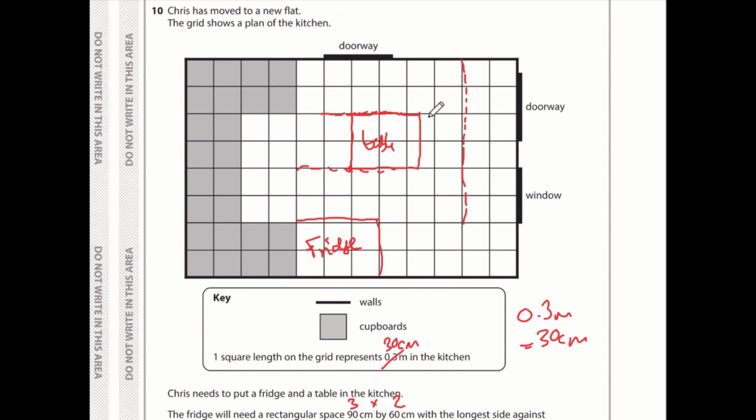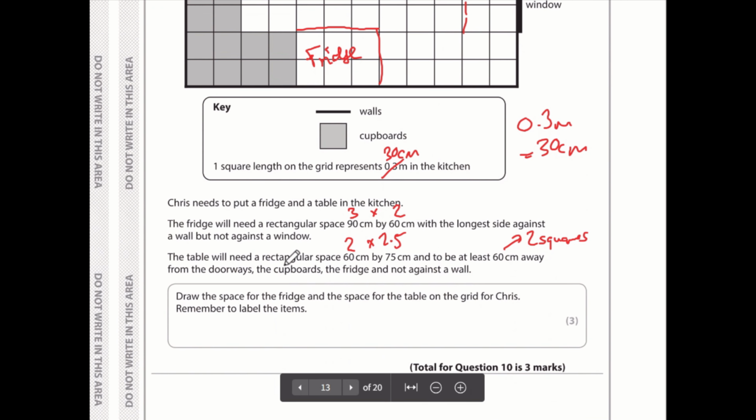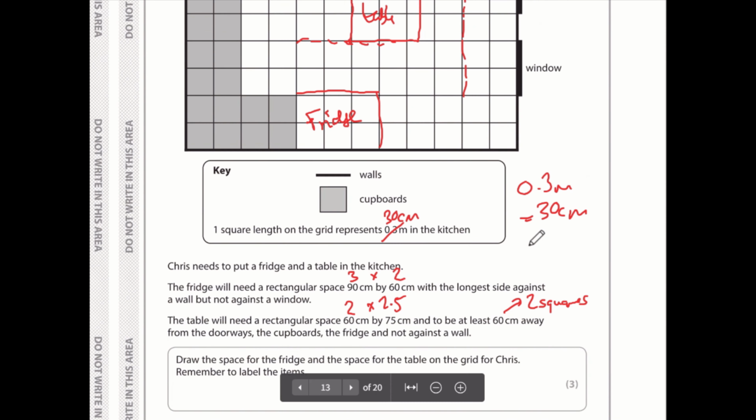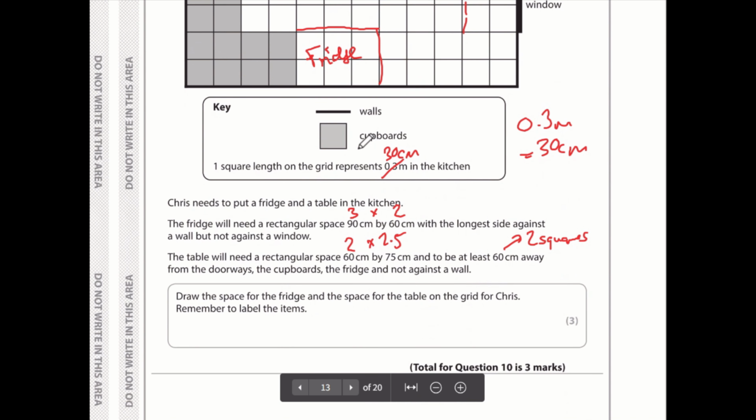In fact, I could probably move it across a little bit as well. I could even make it flush with this line, and that would still work. So there's a couple of options for the table here. Let me just double check all the criteria. The table is 2 by 2.5, and it must be at least 60 centimeters away from the doorways, cupboards, and fridge, and it's not against the wall. That seems okay to me. So there we go.